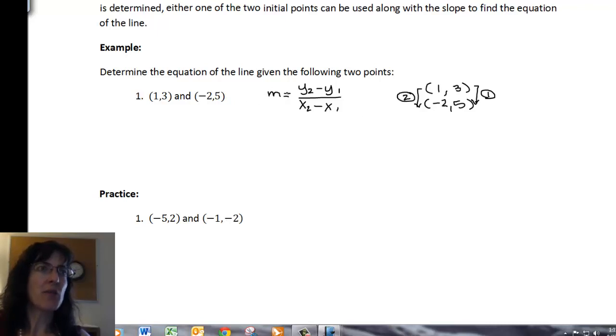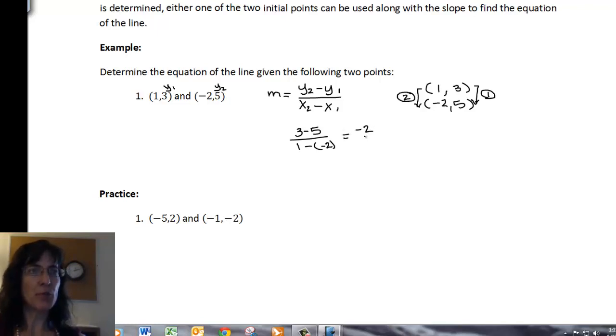3 minus 5, that'll be the y2. This will be my y2, and this one will be my y1. So 3 minus 5 over the 1 minus a negative 2. And when I calculate that, 3 minus 5 is negative 2. And then 1 minus negative 2 is the same as 1 plus 2, so 3. So my slope, it looks like, is going to be a negative 2/3.